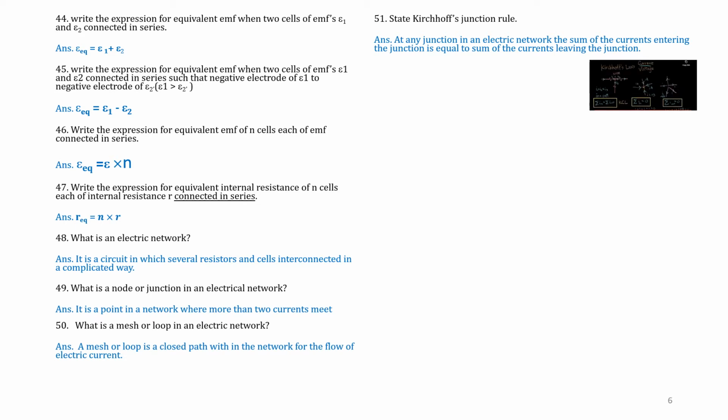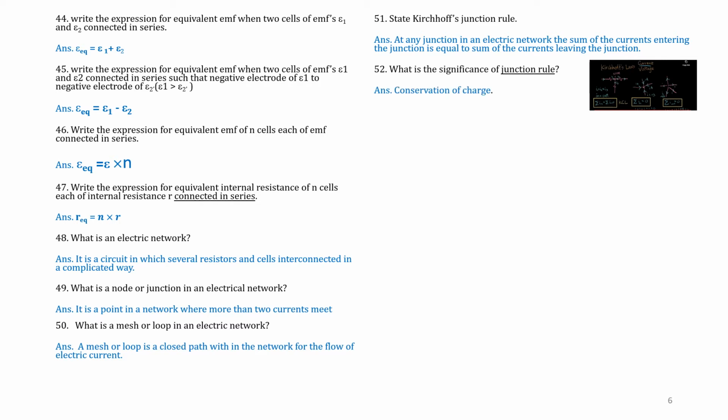Question number 52. What is the significance of a junction rule? Conservation of charges. The junction rule says that the electric charges are conservative in nature. That is, the incoming flow of charge is equal to the outgoing number of charges. Please note, the junction rule is conservation of charge.